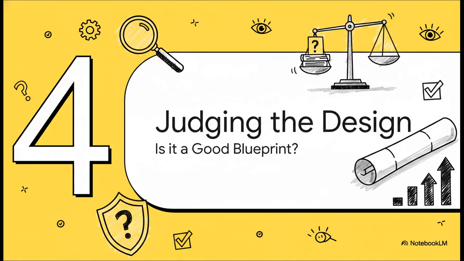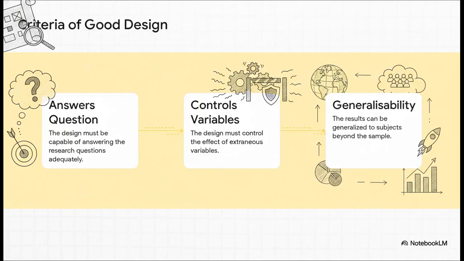All right, so now that we know what goes into making one of these research blueprints, how can we, you and me, as people who read the news, how can we tell a good blueprint from a kind of flimsy one? It turns out there are a few key things you can look for. It really boils down to these three things. Number one, does the study actually answer the question it's supposed to? Number two, does it do a good job of controlling for all those extra variables we've been talking about? And number three, can you actually take the results and apply them to the real world?